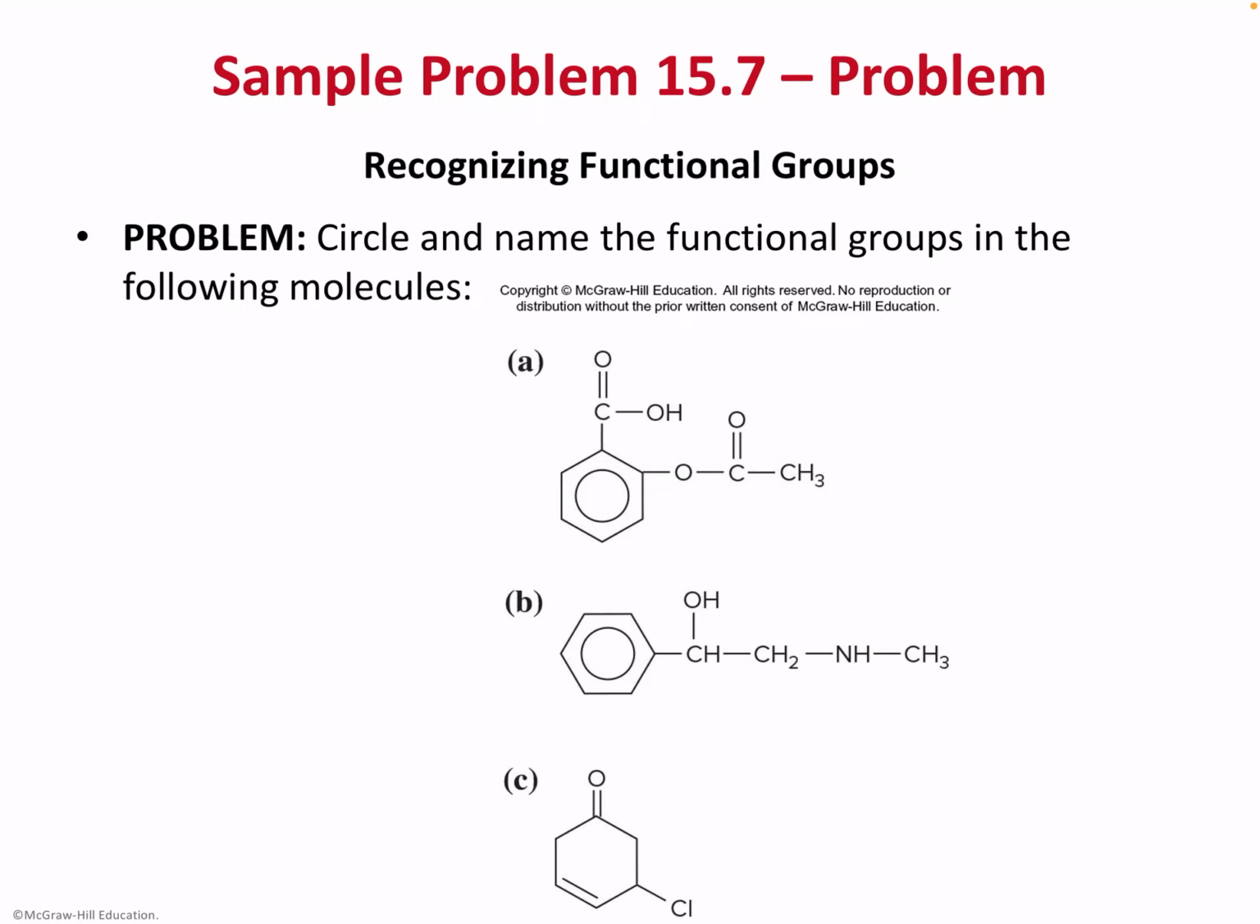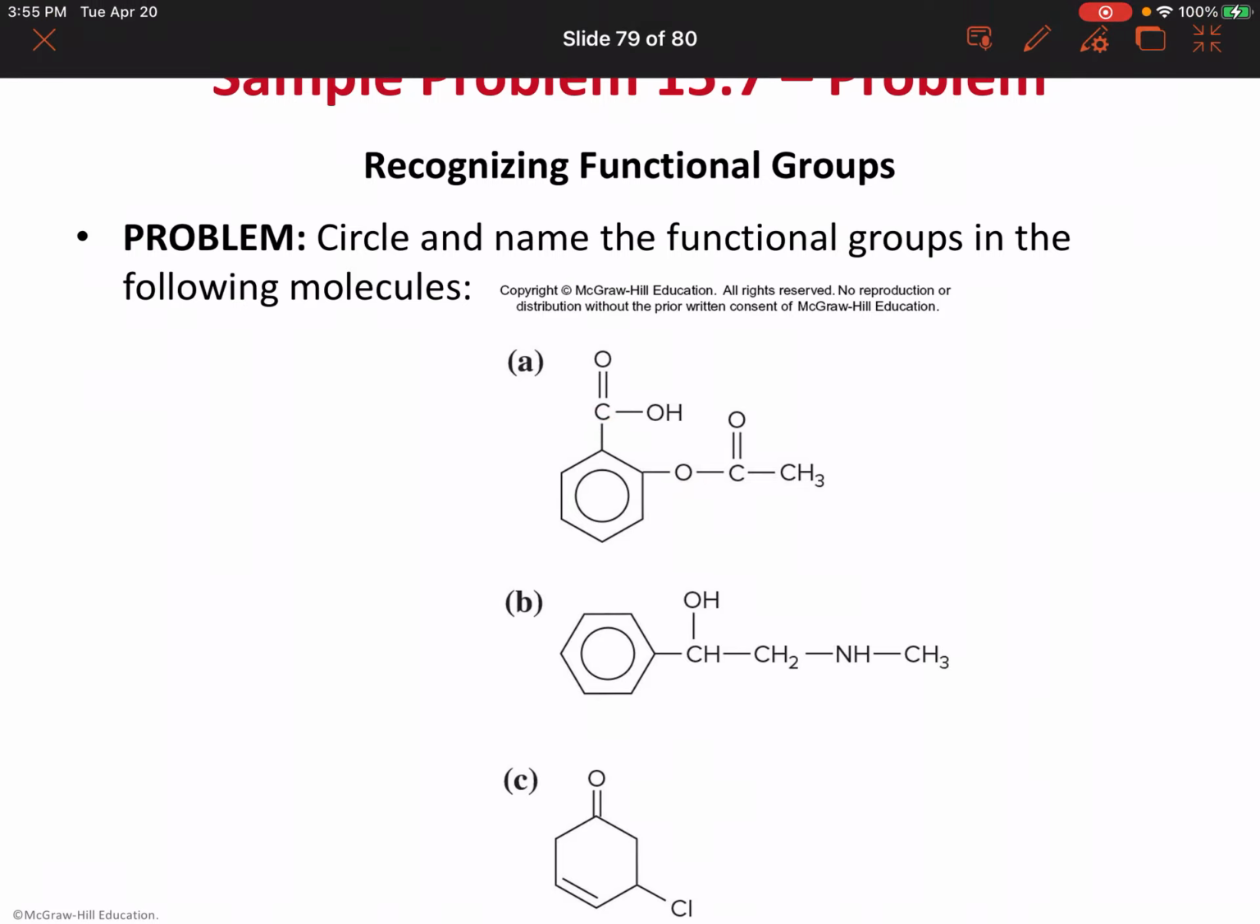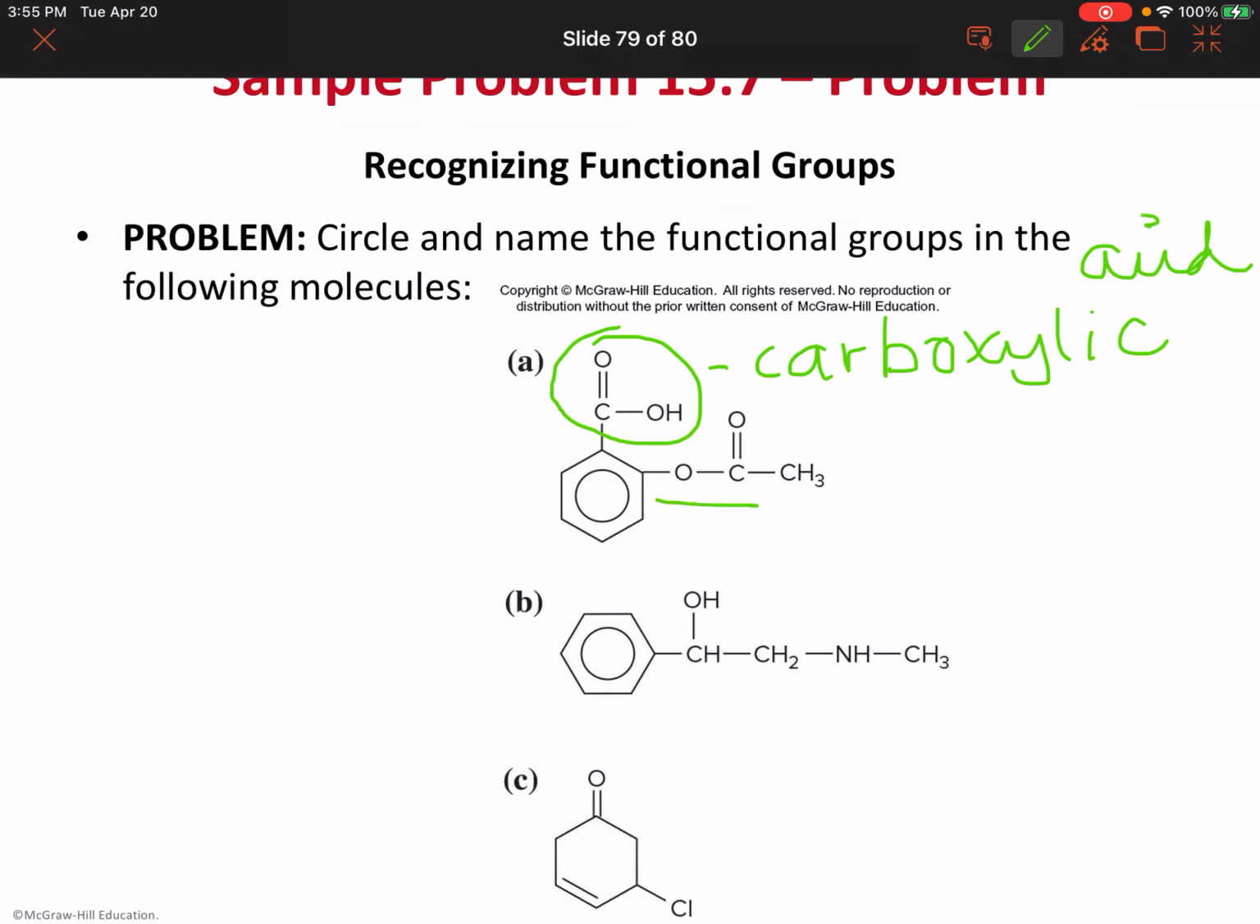Okay. Recognizing functional groups. Circle and name the functional groups in the following molecules. So this one here, you have a carbonyl group and OH, and this is a carboxylic acid. And here you have oxygen and a carbonyl group, with a carbon here and a carbon here. So this functional group right here is an ester functional group. And this whole ring is an aromatic benzene ring.